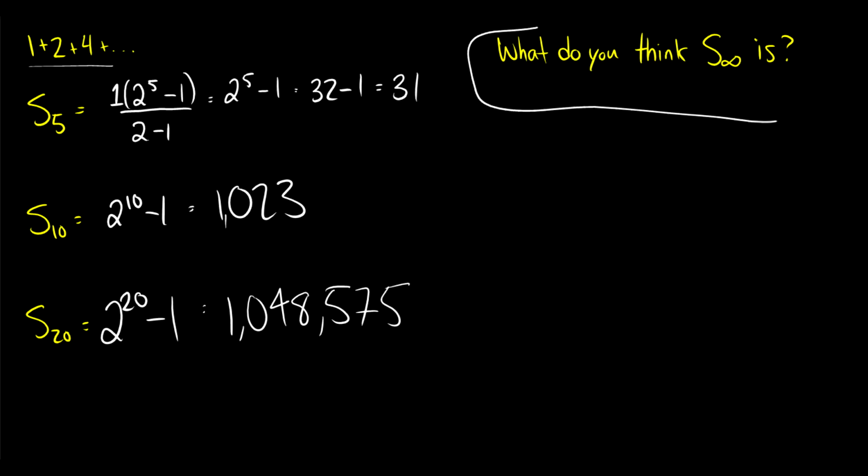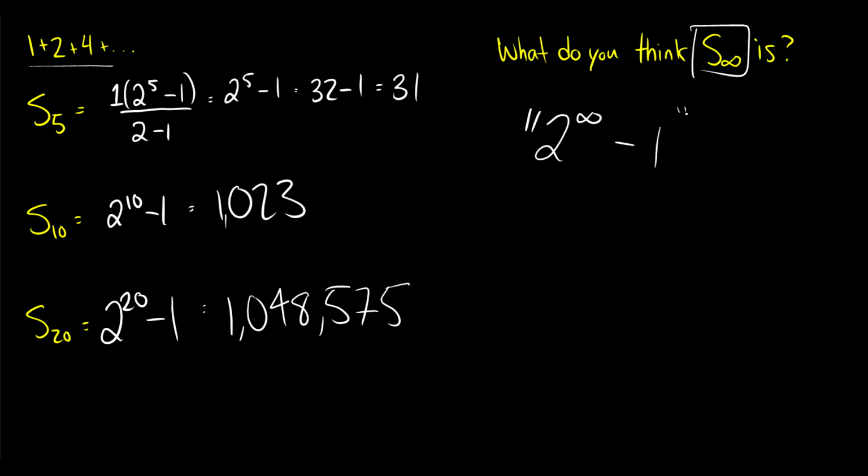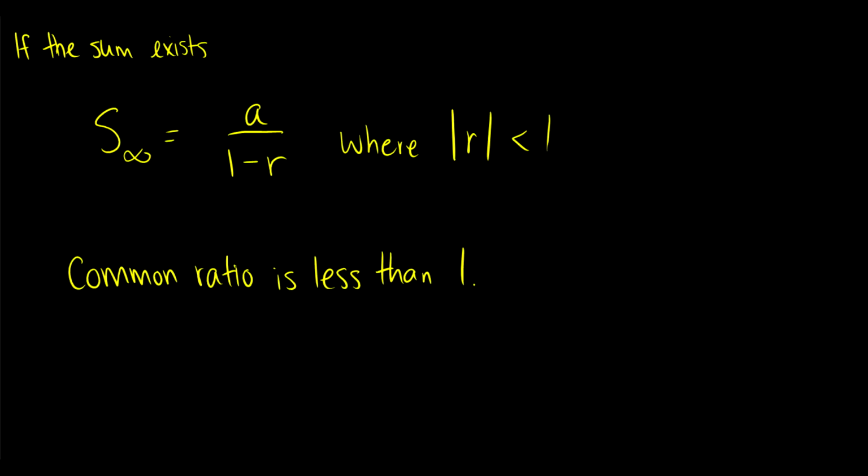So here's the question. What do you think s of infinity is? Well, this is technically 2 to the infinity minus 1. So we can kind of see that it's going to be an incredibly large number, and it's going to keep going forever and ever and ever. So that would be correct. And you're saying, wait, hold on a second. All we're doing is multiplying by 2, and it's going to infinity. What's the use of this? That is a good question.